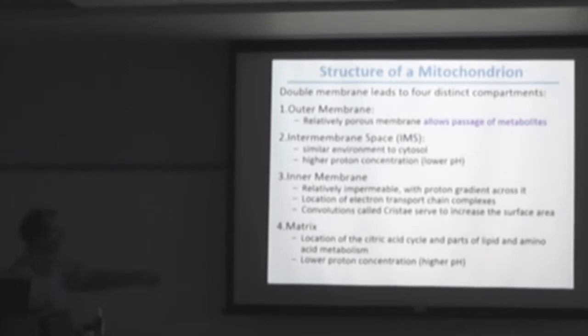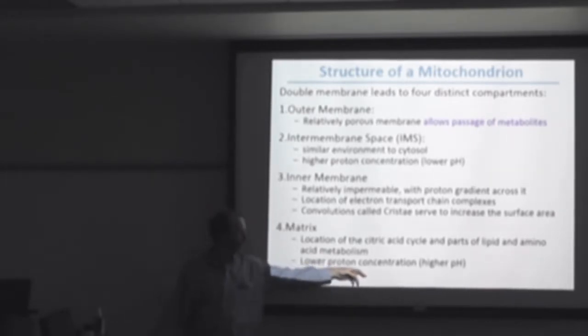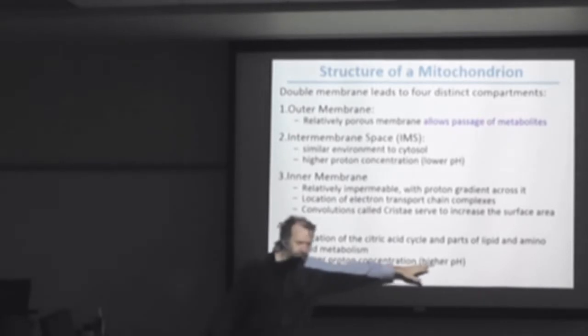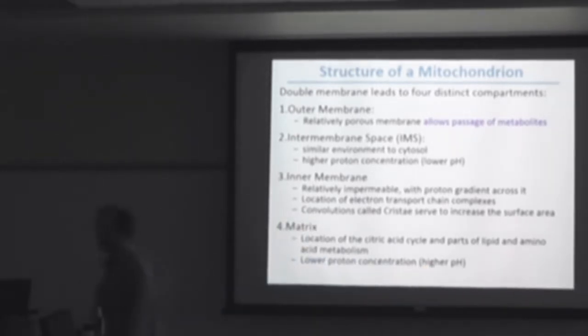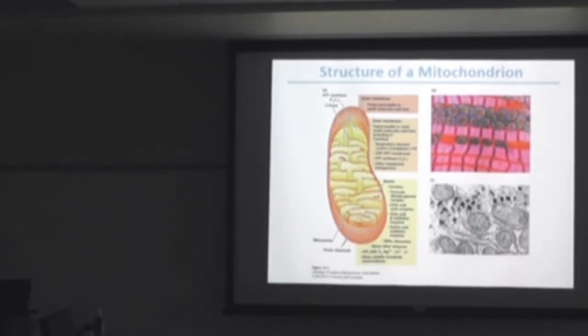And then the matrix is where we do the citric acid cycle and parts of lipid and amino acid metabolism. It has a lower proton concentration, which equals a higher pH, right? Negative log of proton concentration. And here's your picture again showing you the structure of the mitochondria.